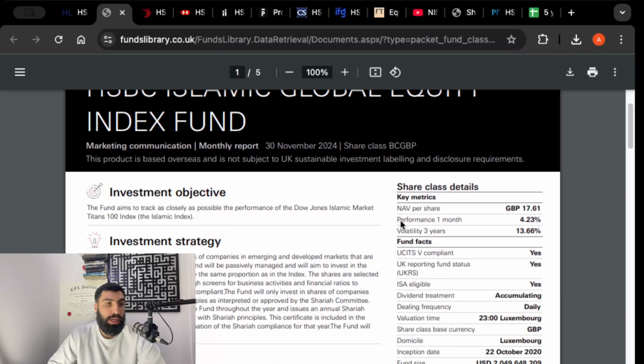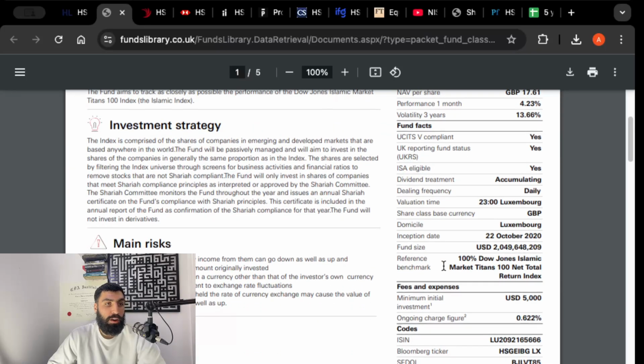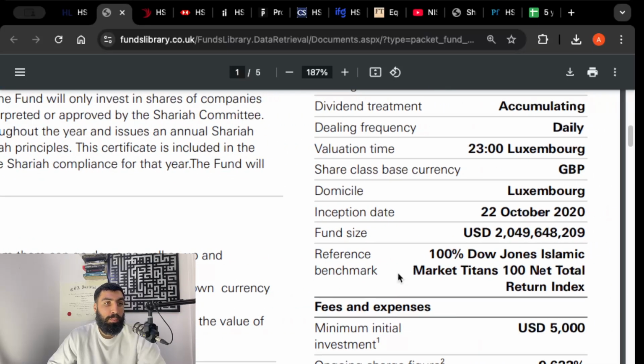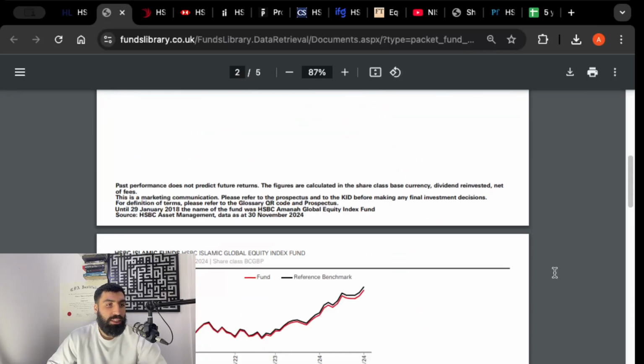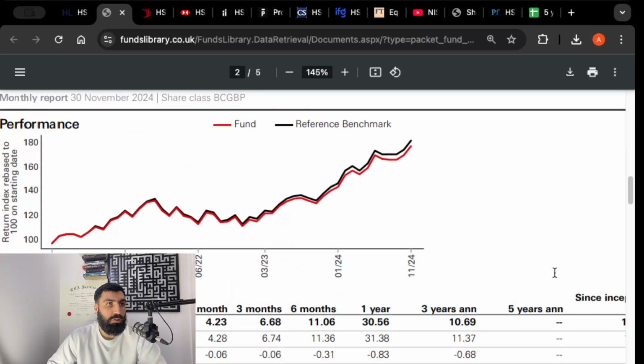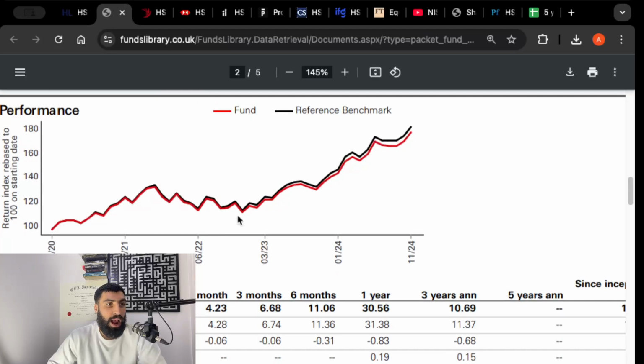So I've just searched up the fund, found the fact sheet for it. And if we go down here on the side, you'll see a reference benchmark. So the benchmark is the Dow Jones Islamic Market Titans 100 Net Total Return Index. That is the index that this fund just tries to copy. It doesn't do anything apart from try and copy that index as much as possible. And you can see down here in this graph, it shows you the fund and the benchmark that it is trying to copy as much as possible.